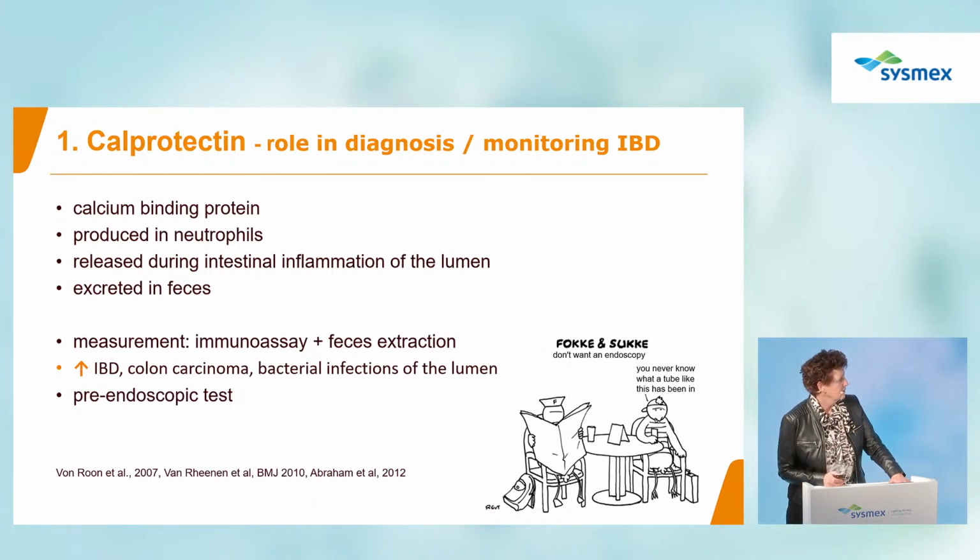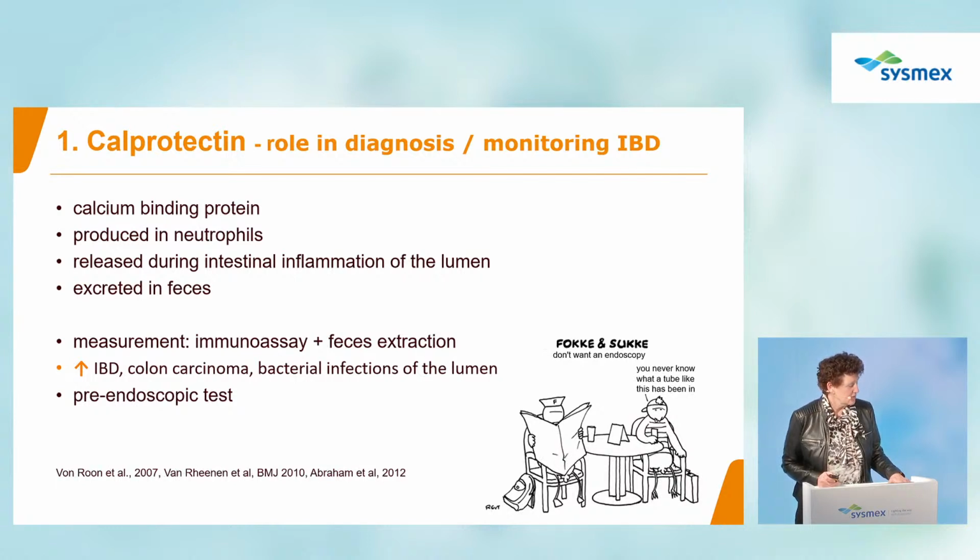and its role in the diagnosis and monitoring of IBD. So, calprotectin is a calcium-binding protein. It is produced in the neutrophils and it is released during intestinal inflammation in the lumen of the body, and afterwards it is excreted in the feces or in the stool. You can measure calprotectin by immunoassays, and it is performed with a prior feces extraction.